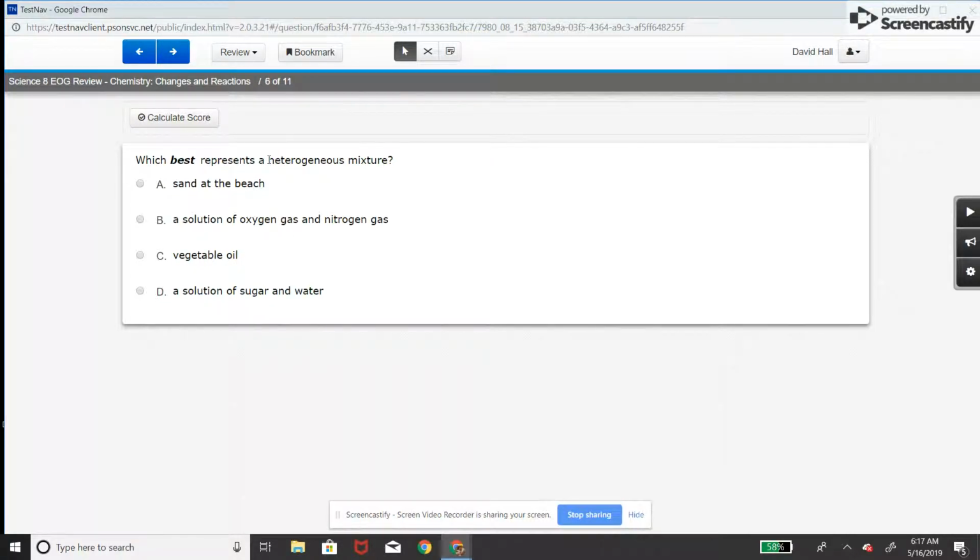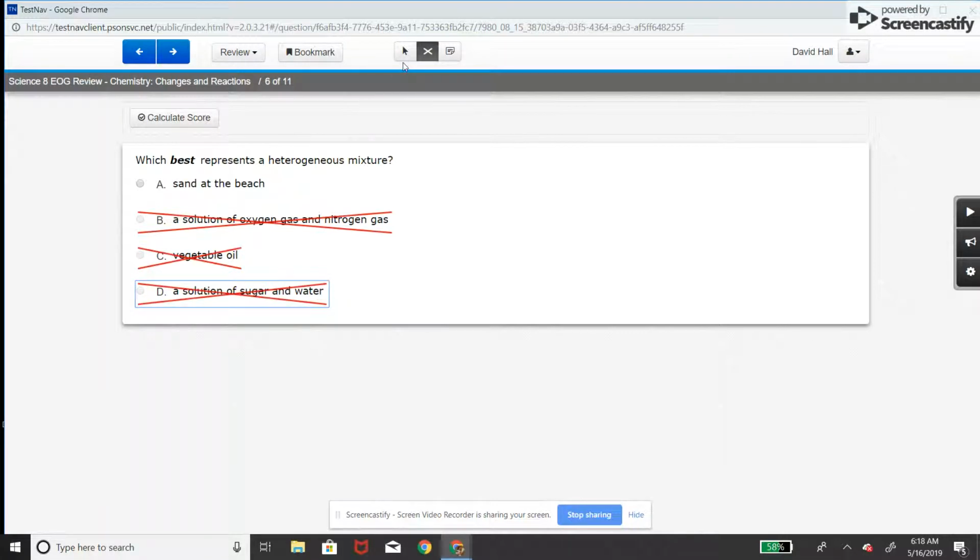What best represents a heterogeneous mixture? Hetero means different, so you should be able to see different pieces of stuff in this. Gas and gas, you're not going to be able to see a difference. Vegetable oil is a homogeneous mixture. Sugar and water, if it's a solution, all you're going to see looks the same, consistent all the way through.